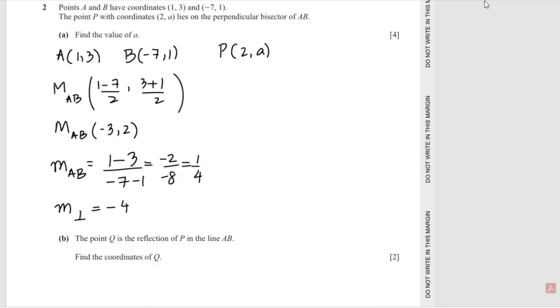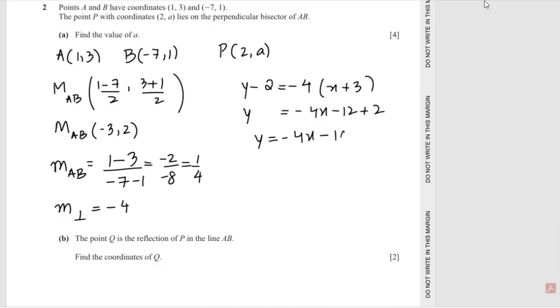Now I need to construct the equation of the perpendicular bisector. It passes through the point (-3, 2) with a gradient -4. I can use any form I like. I like using point slope form. So y - y1 = m(x - x1). So this is y - 2 = -4(x + 3), which is -4x - 12. Add 2 to both sides. So y is going to be -4x - 10.